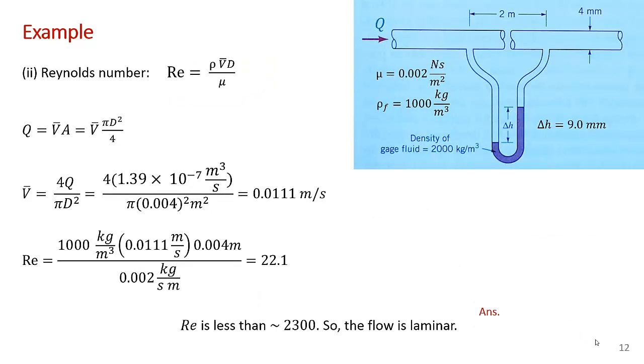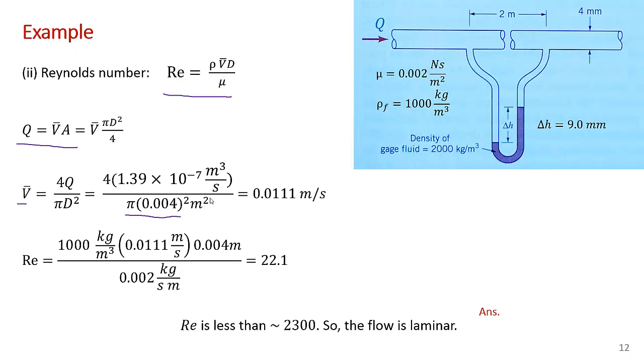Now we want to check in part 2 that indeed we have laminar flow. So we want to calculate the Reynolds number. And the Reynolds number is the density of the fluid in the pipe, average velocity, diameter of the pipe, which is 4 millimeters, over the dynamic viscosity. And then we use, of course, that Q equals V bar A, and the area is pi d squared upon 4. So I've calculated the average velocity is 4Q upon pi d squared. So 4 times, and that's our tiny flow rate, 1.39 times 10 to the minus 7 cubic meters per second. And we have pi times our diameter, which is 4 millimeters, so 0.004 meters.